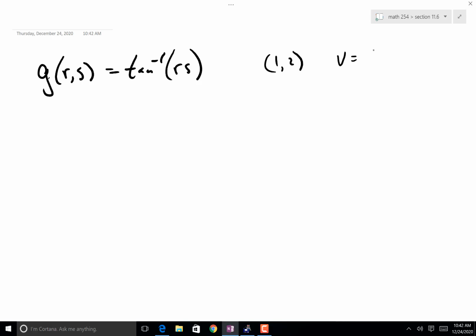Here's an example that your book likes to use, something like this. We're going to go G of R and S, which is equal to the arc tangent, because why not, of R times S. And then our V, so we're talking about at the point 1, 2, and we're going to head in the direction of this vector. Why did they do that? I don't know, because they're weird. It's just one thing at a time, friend. One thing at a time.